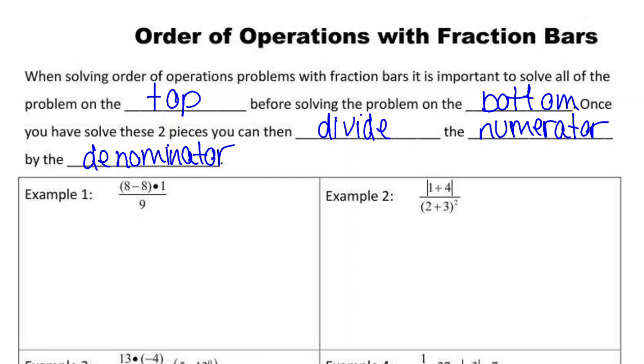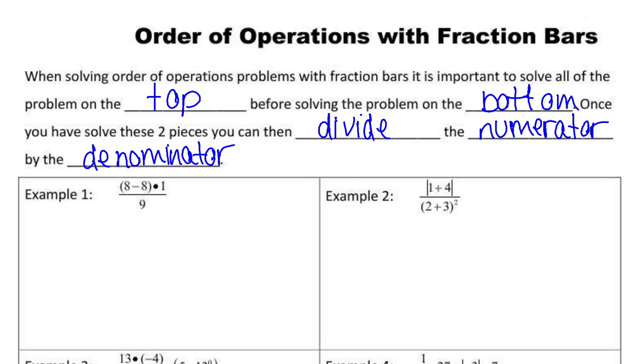Today is all about order of operations with fraction bars. So when solving order of operation problems with fraction bars, it's important to solve all of the problem that's on the top in the numerator before solving the problem that is on the bottom. So these are actually like two separate pieces of a problem. Then you're going to divide the numerator by the denominator, just like you would if you had a fraction problem and you were trying to simplify it.